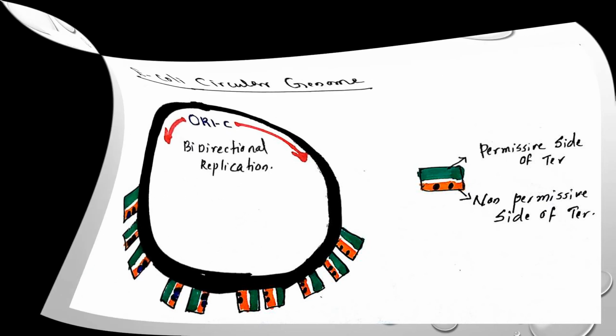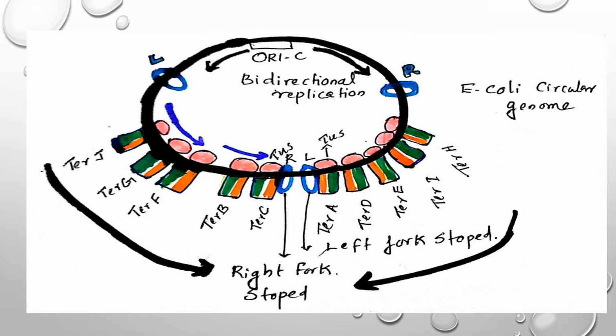All Ter sites bind to the Tus protein. You can see this picture here. Replication forks move in the left and right directions. The left replication fork goes and pauses at the first five sequences, but the right replication fork stops at the non-permissive part. Okay, you can see very clearly here that the replication fork stops at the non-permissive side of the TerA sequence. By the combined action of Ter and Tus complex, the replication is halted in prokaryotes.